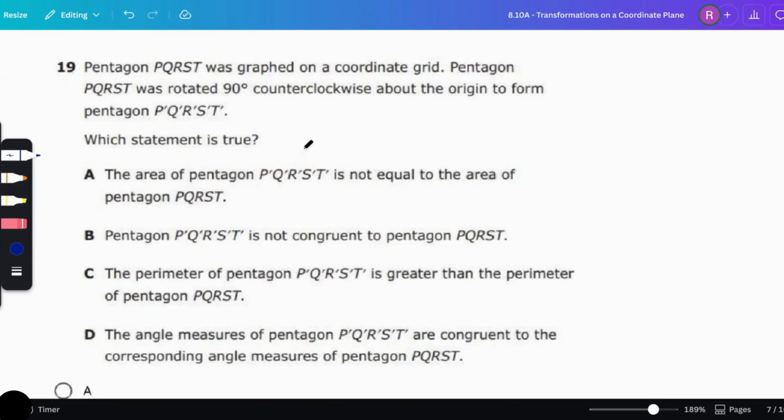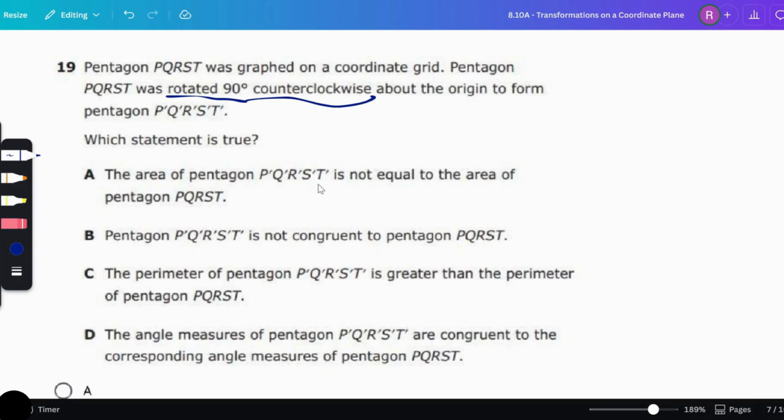Now let's take a look at the next one. Pentagon PQRST was graphed on a coordinate grid. Pentagon PQRST was rotated. This is what we need to get first. 90 degrees counterclockwise about the origin. So which statement is true? Let's take it one after the other.